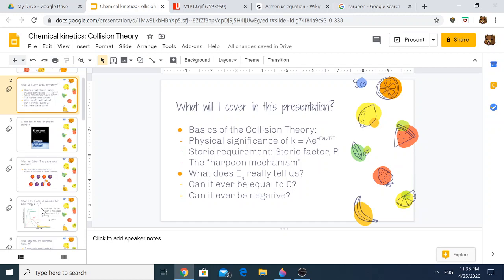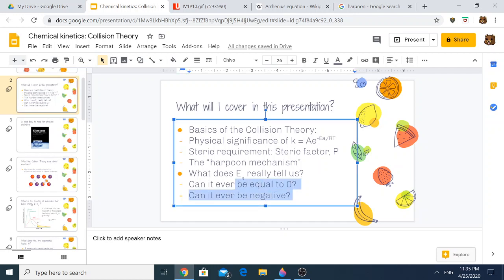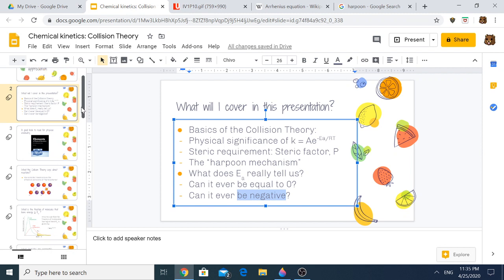Yeah, so for those who are interested in what the second part of the presentation would be, you can go and consider these questions. I'll be covering special cases for the activation energy. When is it equal to 0, and when will it be negative? So we can take some time to ponder on these questions before I review the explanations and the answers in the next part of the presentation.